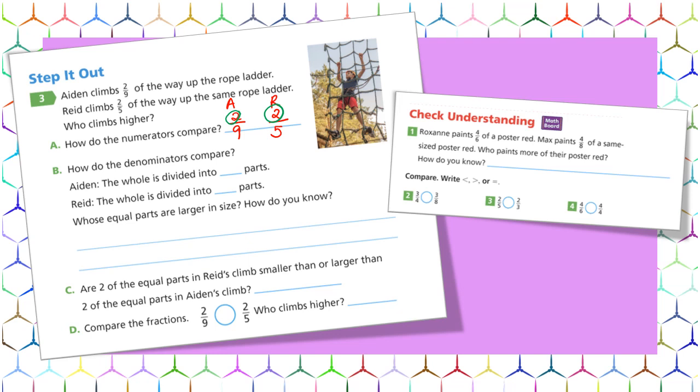Okay, so let's look at B. How do the denominators compare? For Aiden, the whole is divided into how many parts? That's right, 9. For Reed, the whole is divided into 5 parts. So think about a whole and think about dividing it into 9 parts. And now think about a whole the same size and you're dividing it into 5 parts. Which one is going to have parts that are larger? That's right. Reed's parts are going to be larger because she's dividing it into a lesser amount of parts.